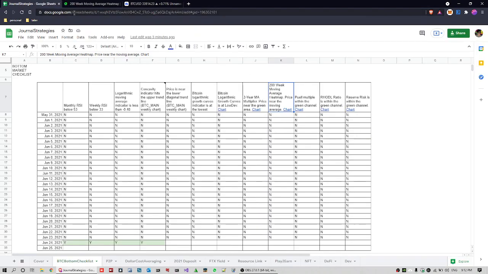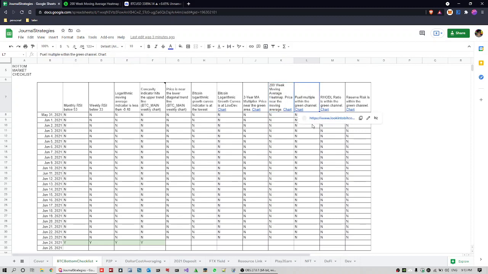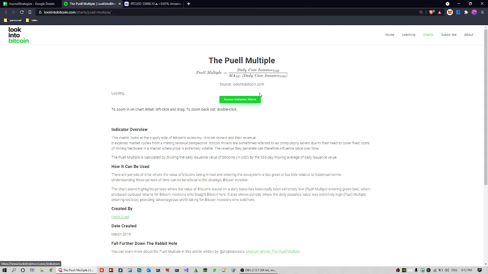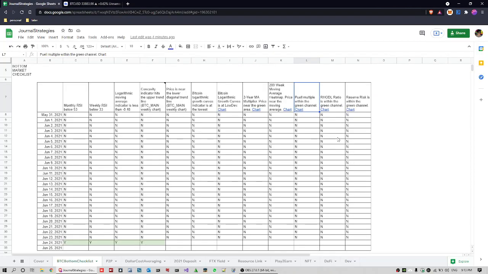200-week moving average heat map. The price should be near the moving average. So it's not yet. This is the price now, and it should be near this moving average, so that we can say that we are at the bottom, or nearly at the bottom. And then the next checklist is the fuel multiple within the green channel. This should be near this green area. Okay, so you can say that price is probably at the bottom.